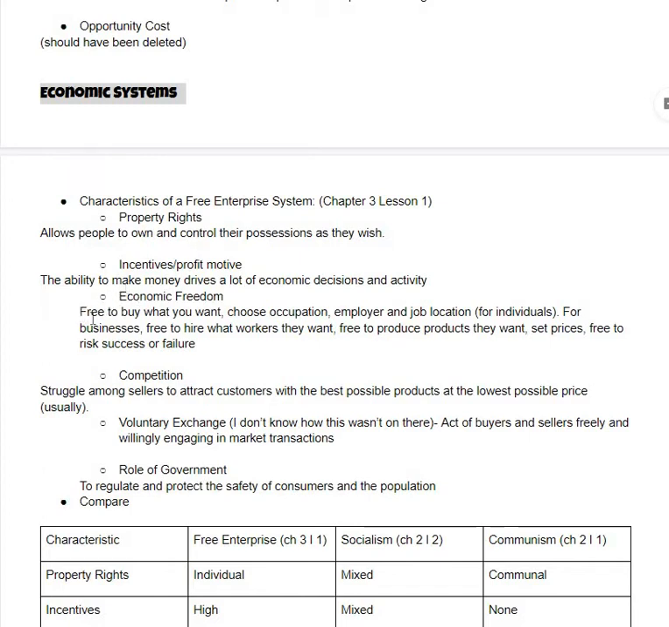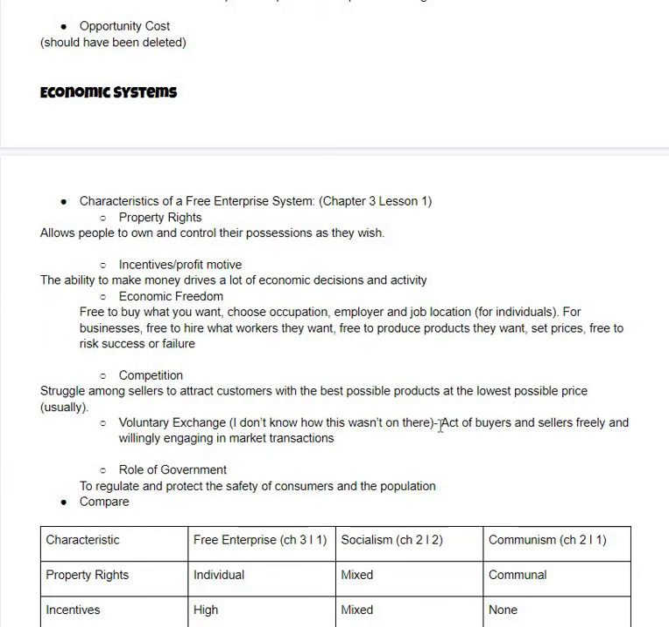Economic freedom, where you are free to buy what you want, choose your own occupation, employer, and job location for individuals. For businesses, they're free to hire workers they want, free to produce the products that they want, and set prices, and they are free to risk success or failure. Competition is the struggle among sellers to attract customers with the best possible products at the lowest possible price. So again, basically, different businesses are going to be trying to compete with each other to get you to buy their stuff.